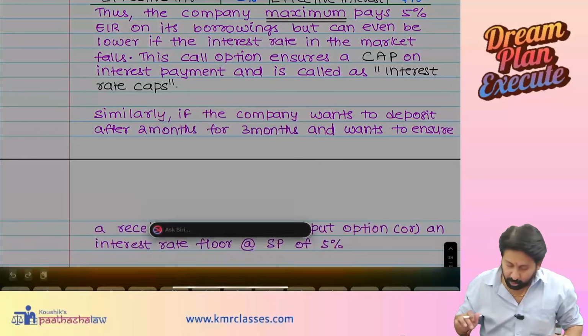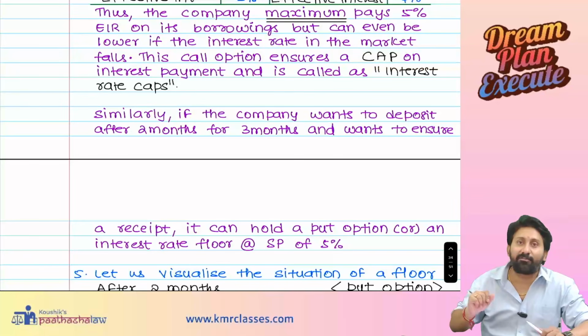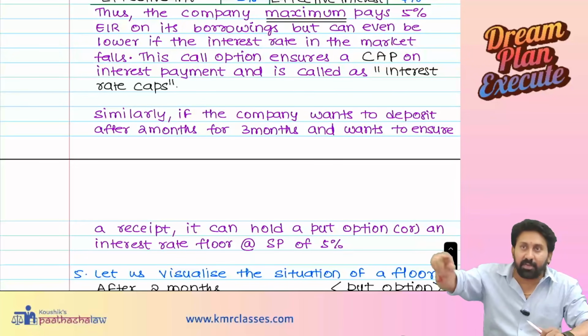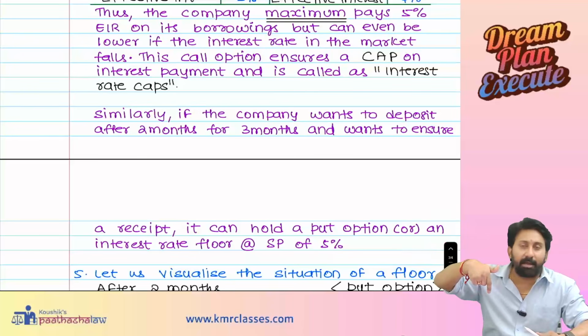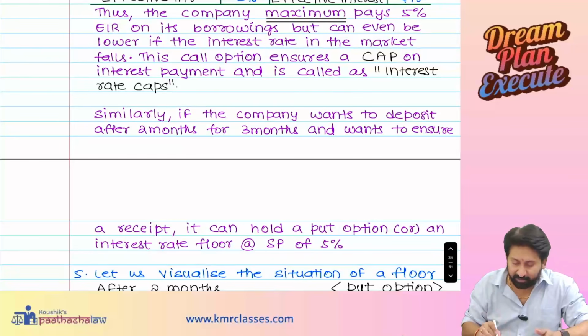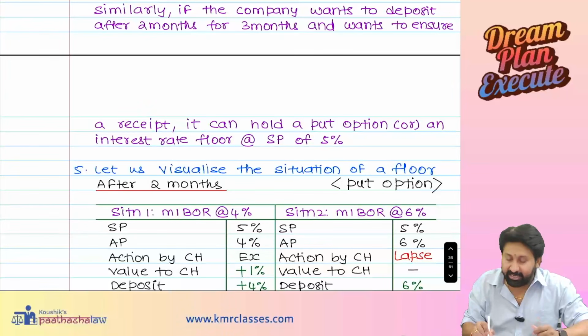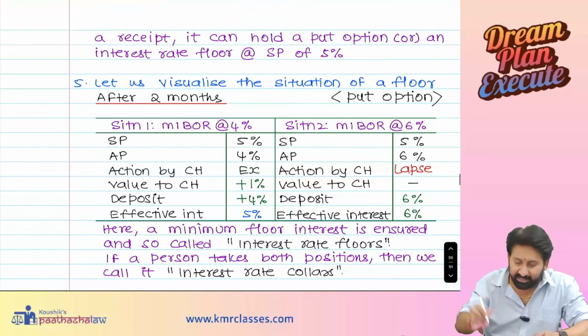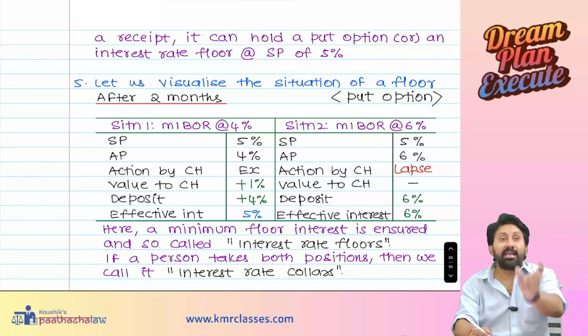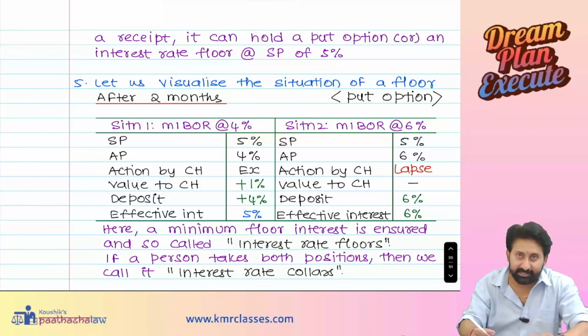Similarly, if a company wants to deposit, it wants to sell money. In FRA, what we will do? When you sell, you will take a sell MIBAR original position, buy MIBAR reversal position. Correct? So similarly, if the company wants to deposit after 2 months for 3 months and wants to ensure a receipt, it can hold a put option on interest rate floors at SP of 5%. Same thing, let us see for a put option. For a put option holder, SP, the locked price, should be more than AP in order to exercise because it's a selling price. So let us reverse now.